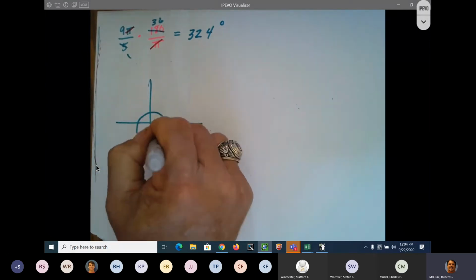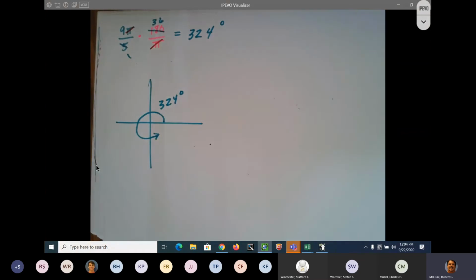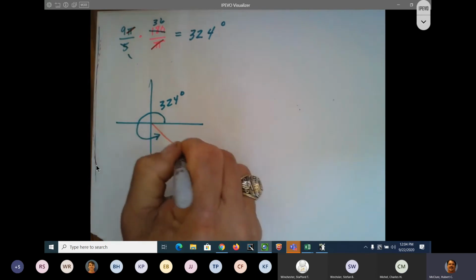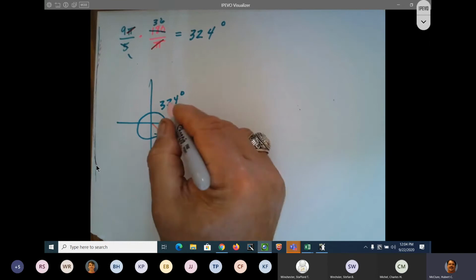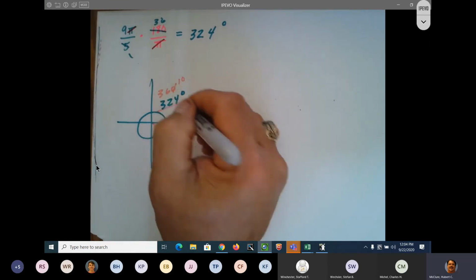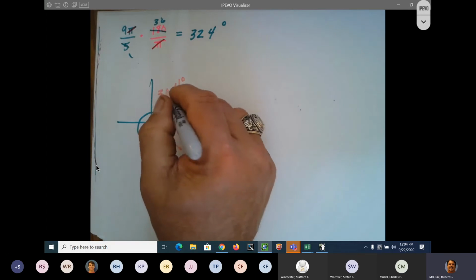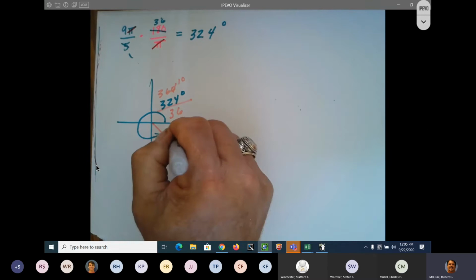324 degrees is somewhere in here. And I'm going to take my handy dandy pink, I haven't used this pink in a while. That'll leave this angle right here as the reference angle. 360 minus 324, that'd be a 6, and 5 minus 2 is 3. So that'd be 36 degrees.